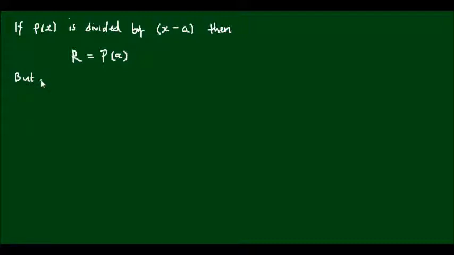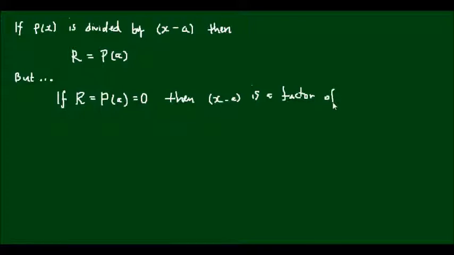But let's look at a special case. If r, the remainder, which is equal to the polynomial evaluated at a, turns out to be equal to 0, then we can say x minus a is a factor of p of x.